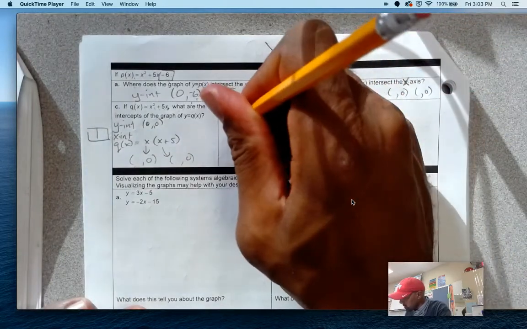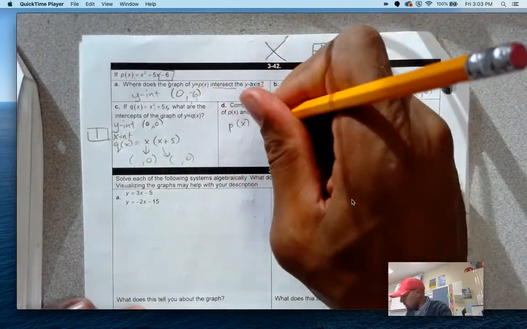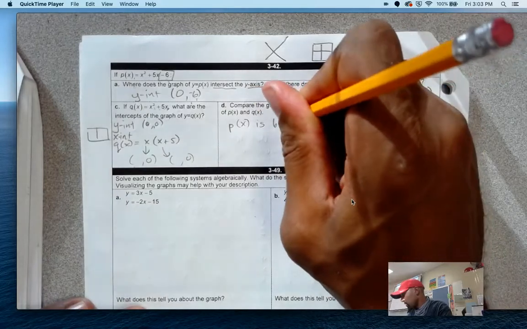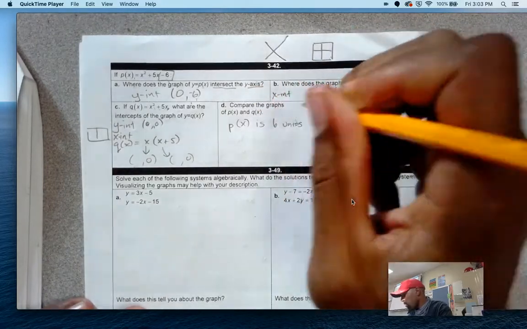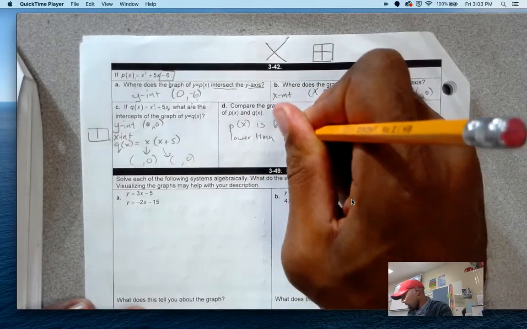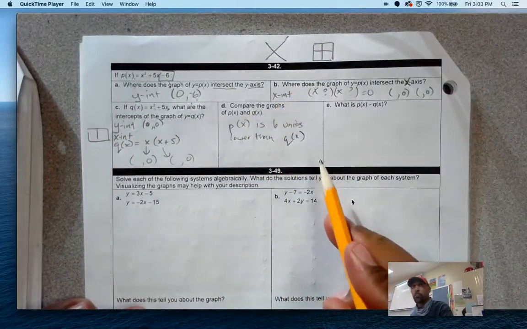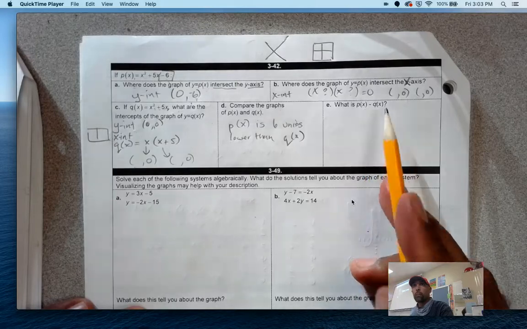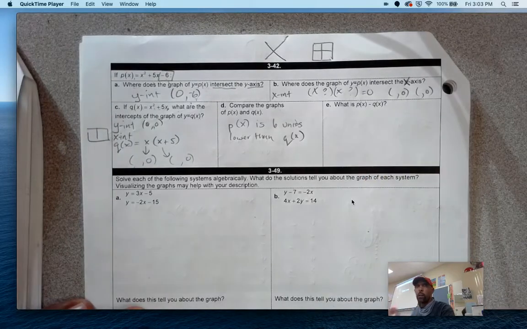So in other words, p of x is 6 units lower than q of x. And if you put that on a graph, you would see that. Now, what is p of x minus q of x? Well, that's what you're going to have to figure out.